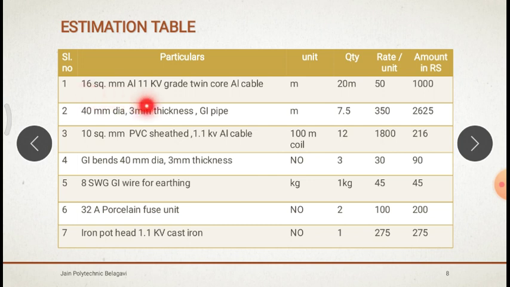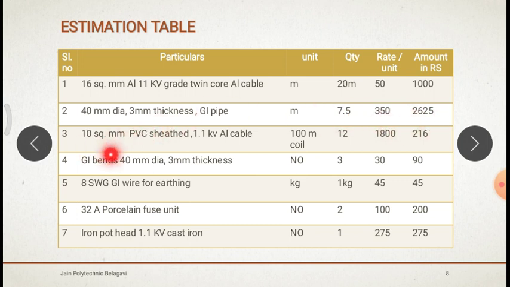First, the 16 square mm PVC core aluminum cable, which is the underground cable. How much quantity did we get? 20 meter. For 1 meter it is 50, so for 20 meter, 1000. Then the GI pipe, 40 mm diameter, 3 mm thickness, measured in meters. We require 7.5 meter, and for 1 meter it is 350. How much is it for 7.5 meter? You have to calculate that: 350 into 7.5.